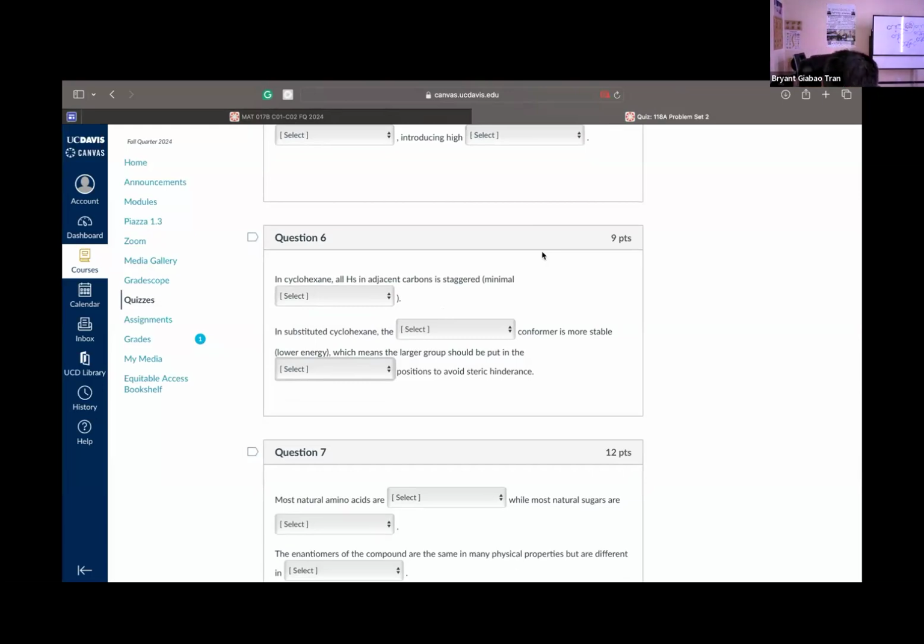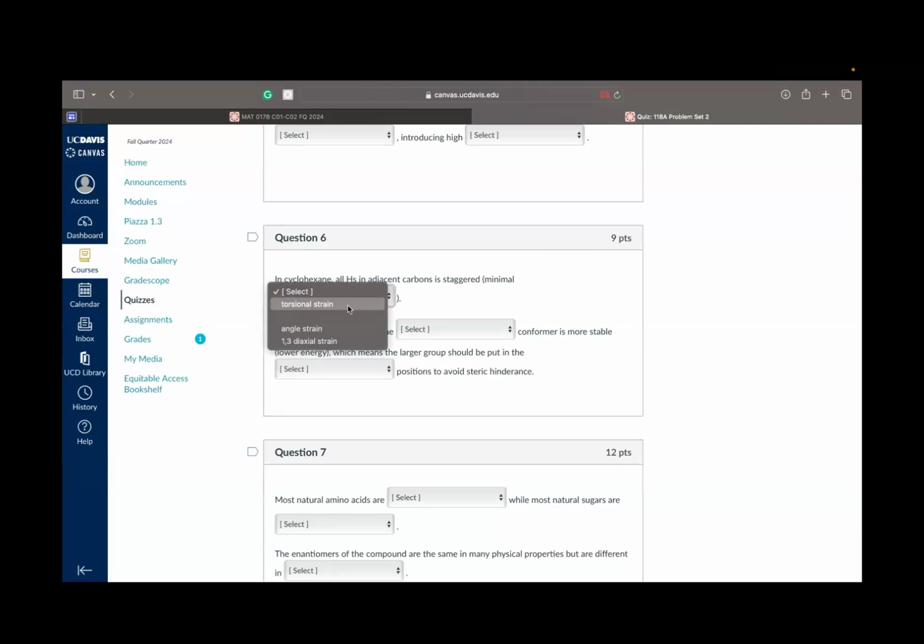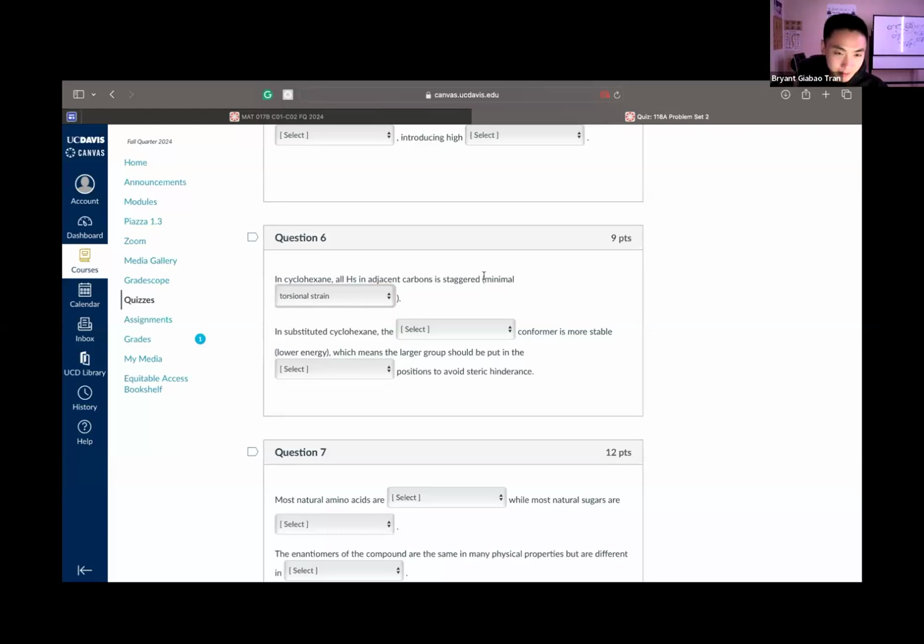I'm not too sure with her wording and style of questions for vocabulary, but I would guess in cyclohexane, all hydrogens in adjacent carbons is staggered, minimal torsional strain. Yeah, I would go with minimal torsional strain as well. If they're not staggered and they're eclipsed, then that's when torsional strain is introduced. Torsional strain is there for eclipsed, but not for staggered. The word minimal is a keyword. I didn't see that minimal in parentheses.